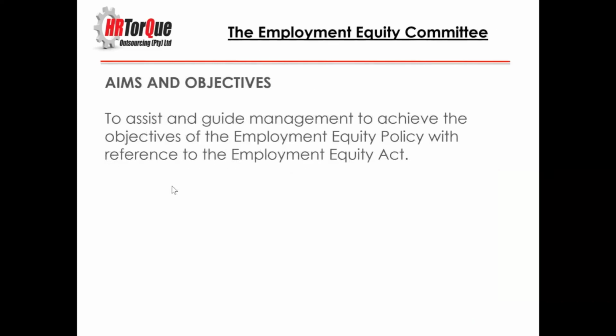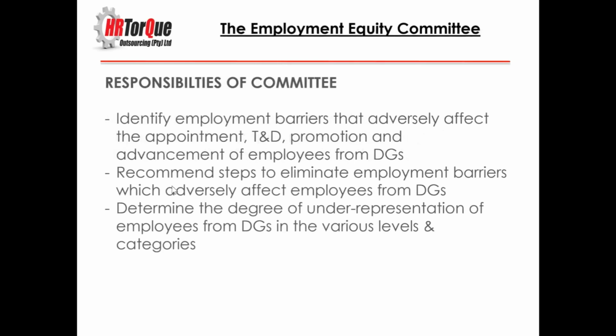So the aims and objectives of the committee is to assist and guide management to achieve the objectives. This is quite key when we look at the responsibilities. What the committee is responsible for is helping you as the employer to identify employment barriers. So they look at it from their perspective. We look at the demographics and we start to unpack based on that EA 12: why are we not transforming? Why can we not get a certain group of people?